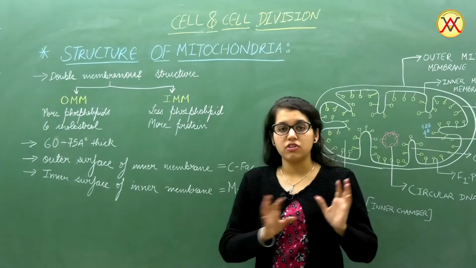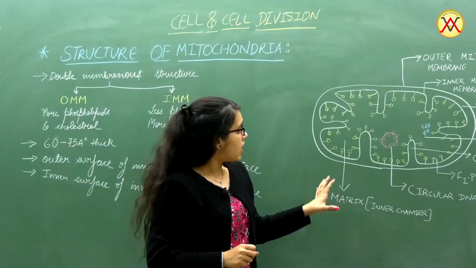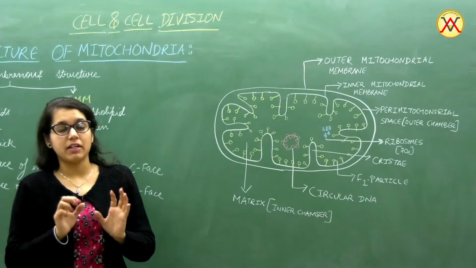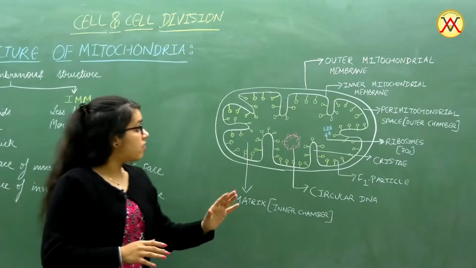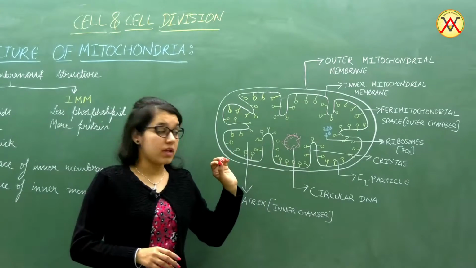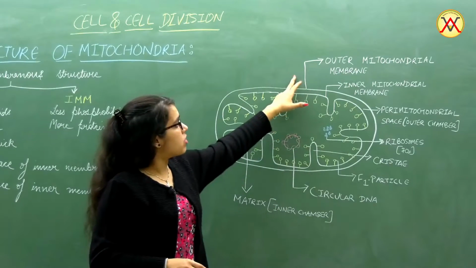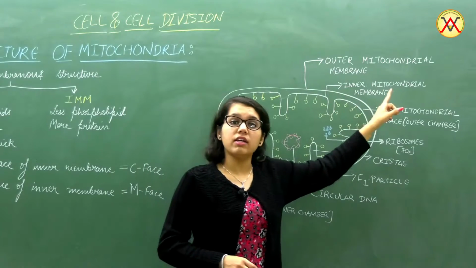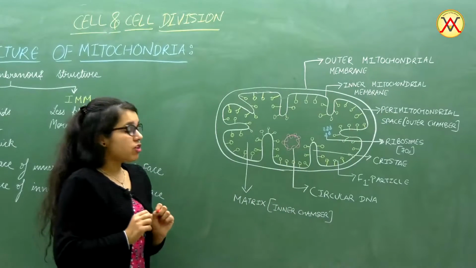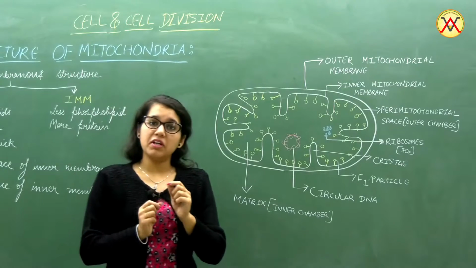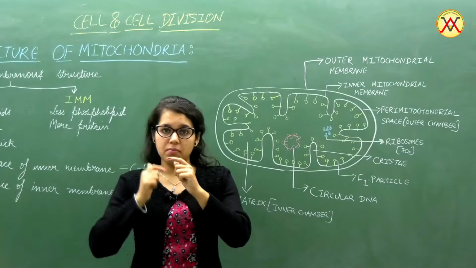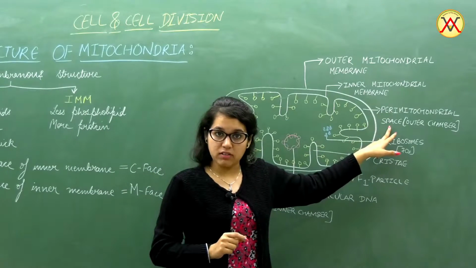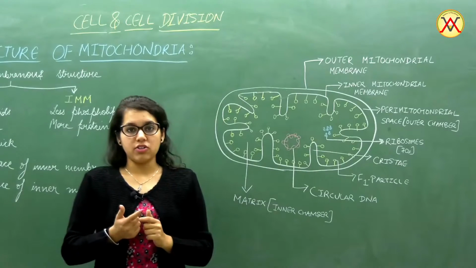Now to study this part, firstly we have to observe the structure here. As you can see, we have drawn a structure of mitochondria in which we are trying to say that it is a double membranous structure covered by two membranes. One is the outer membrane and the other is the inner membrane. The outer membrane is known as the outer mitochondrial membrane and the inner membrane is known as the inner mitochondrial membrane. Apart from it, the space between the two membranes, that is the outer membrane and the inner membrane, is known as perimitochondrial space, and we are also calling it the outer chamber.